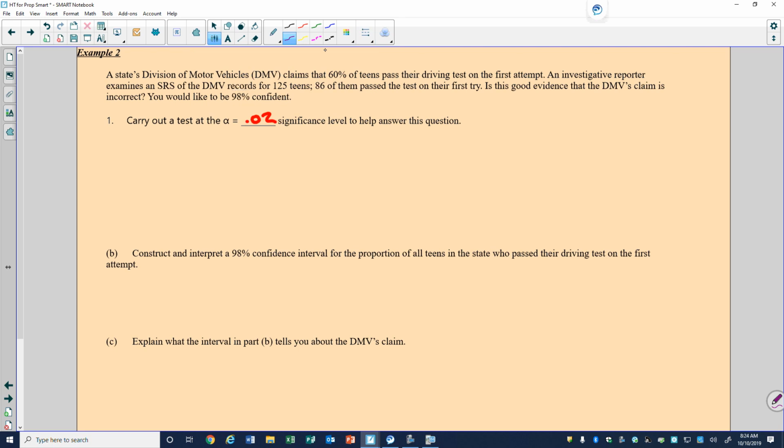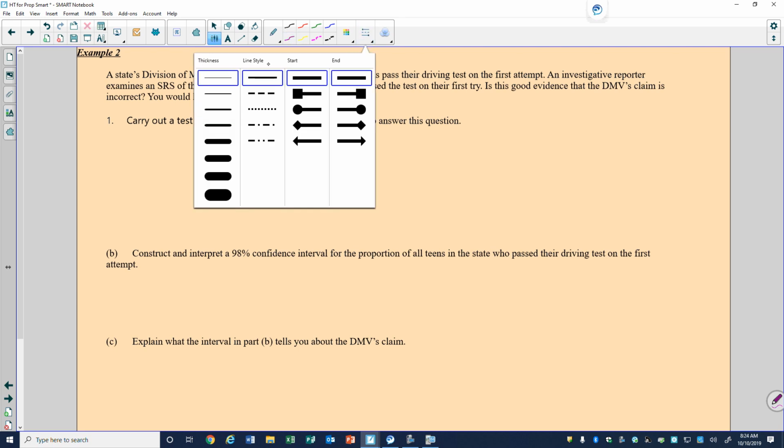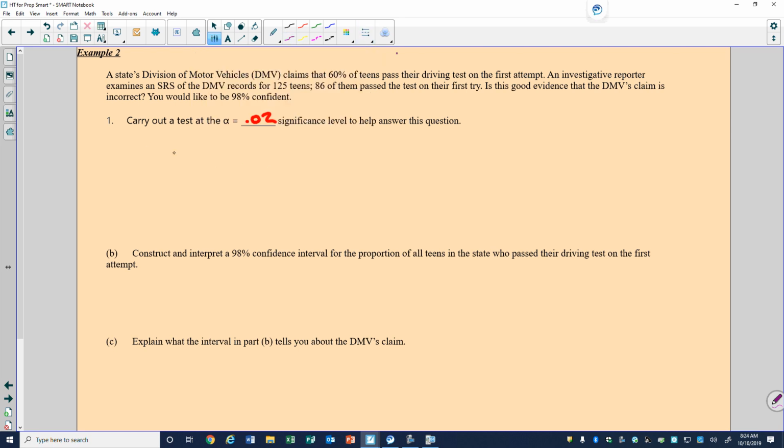All right, so I am going to run this test. Even though I haven't separated it out, you have to do all the steps. So we're going to set up a hypothesis where my null hypothesis is going to focus on the parameter of interest, which is the proportion of all teens that pass this test. And what we believe to be true from the very beginning is this DMV claim. They have claimed that 60%, 0.60, passed the driving test on the first attempt.